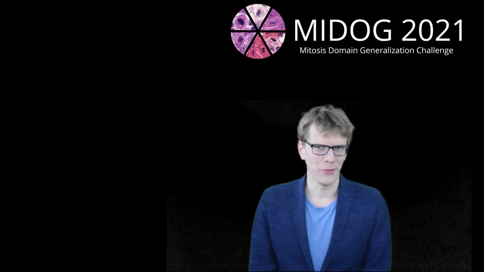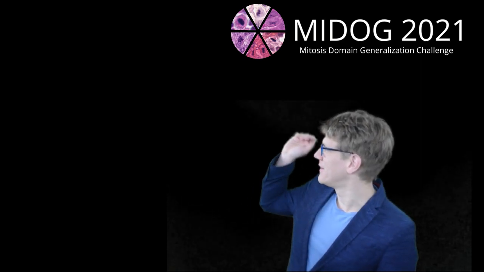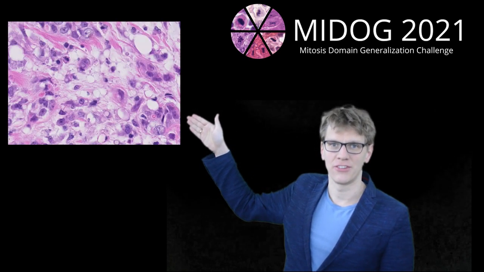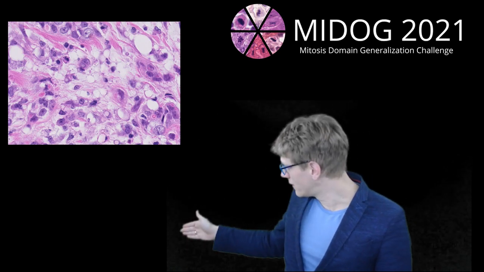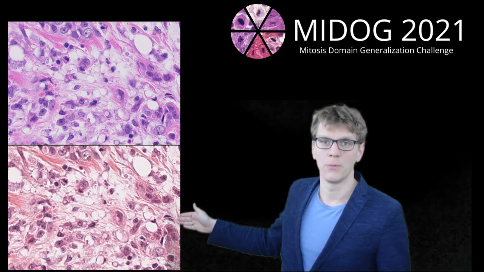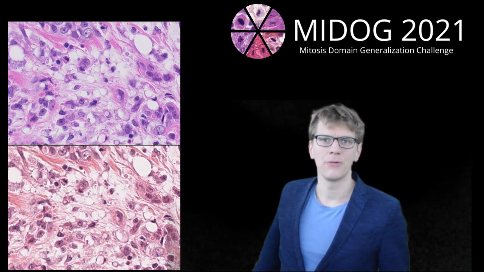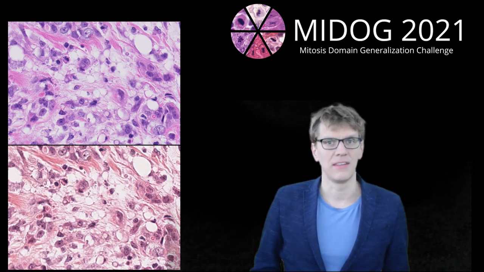You don't believe me, do you? Well, I can show you some examples. So first of all, here we do have an example of an image digitized with the Hamamatsu XR scanner, and down here we have the same image but digitized with the Aperio ScanScope CS2. And I think now you agree with me that this is quite some difference that we see here in these images.